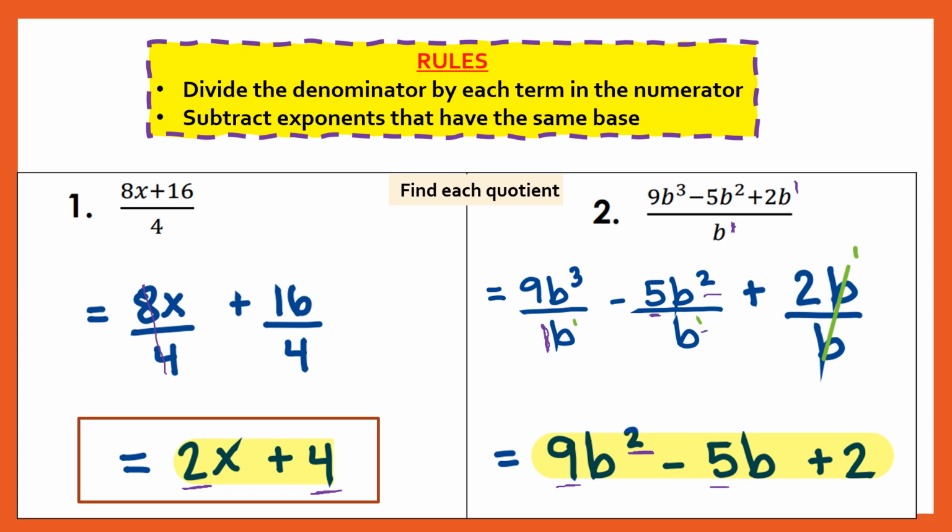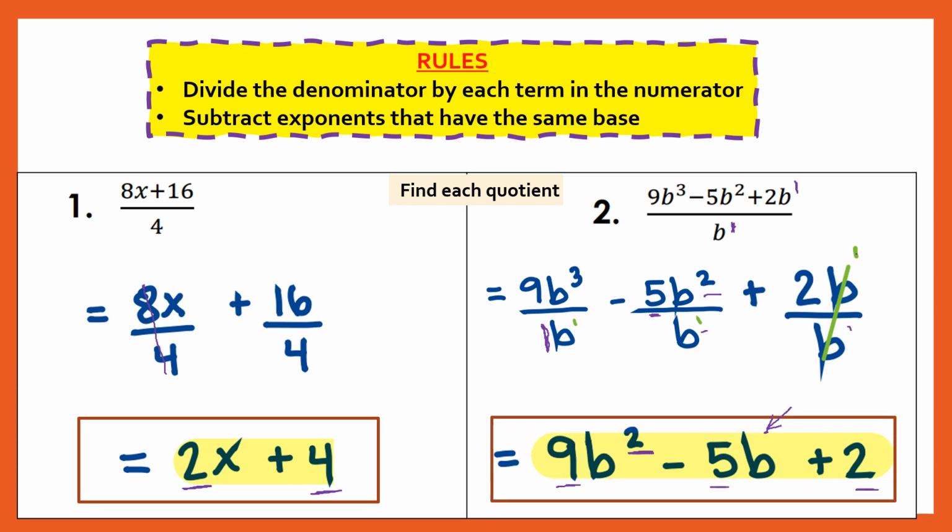So this is an understood 1 right here, but we don't put it. And then we have a b to the first at the bottom and a b for this 2b. So that actually cancels out. If we subtract 1 minus 1, we just get 0. So we're just left with that 2. And this is my final answer.